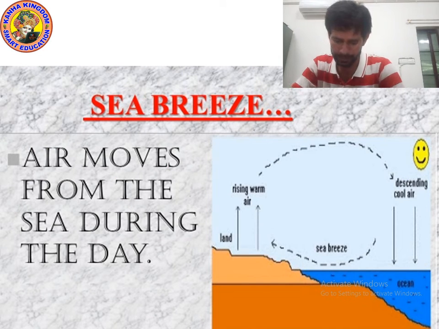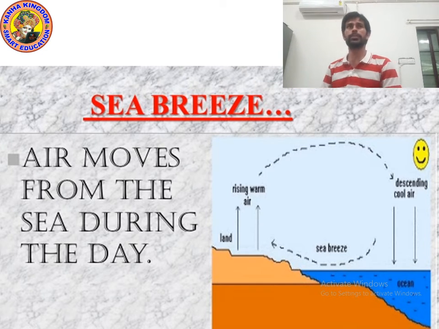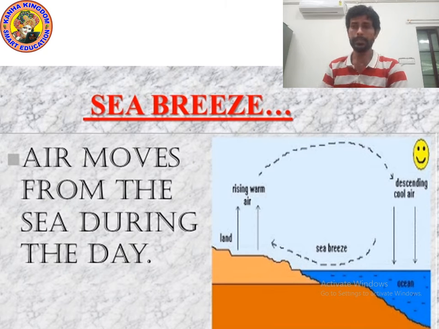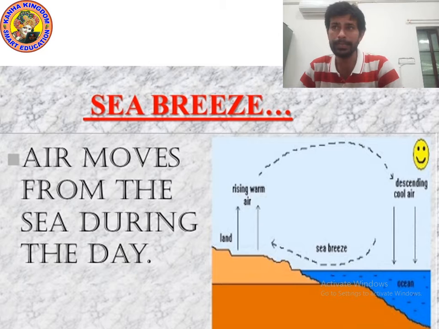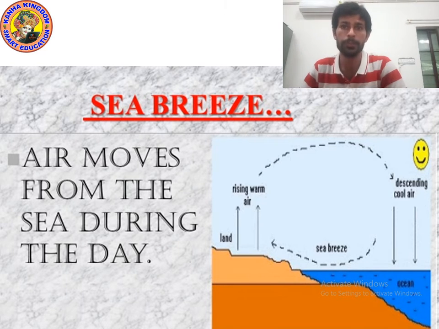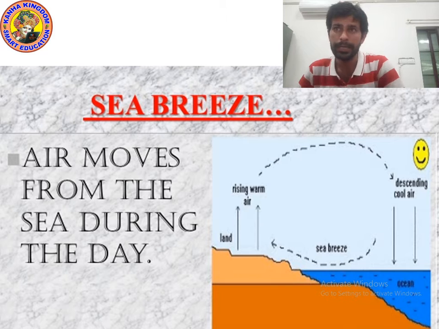Now let me explain sea breeze in detail. During the day, in sunlight, we know that air is a mixture of gases, and there are many gases present in air: oxygen, nitrogen, carbon dioxide, hydrogen, helium. What happens during the day? Due to sunlight, as you can see in the picture, the air becomes warm, and as I told you already, warm air always rises up. So that place becomes empty.